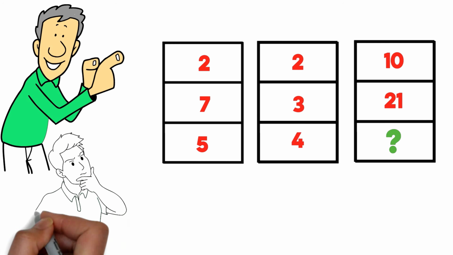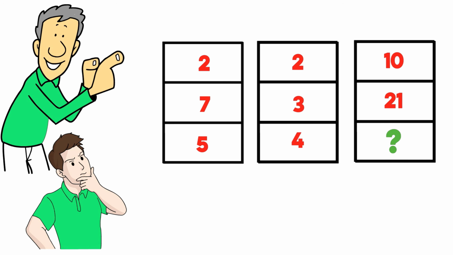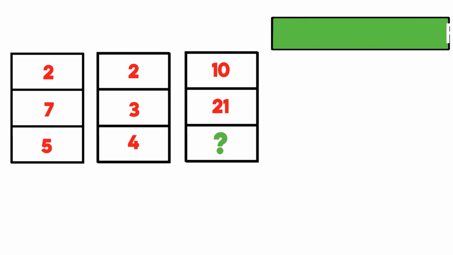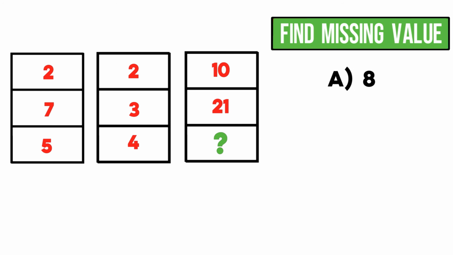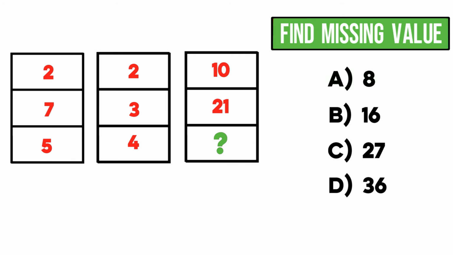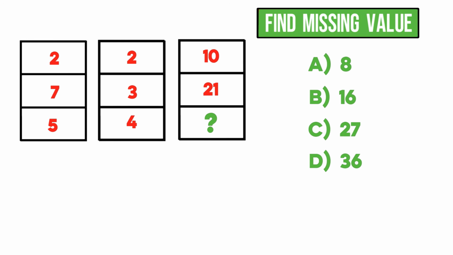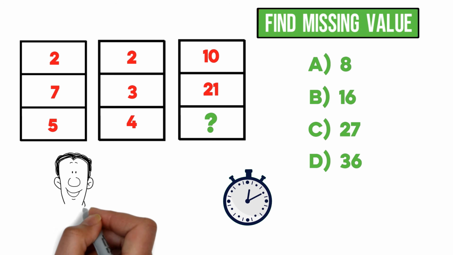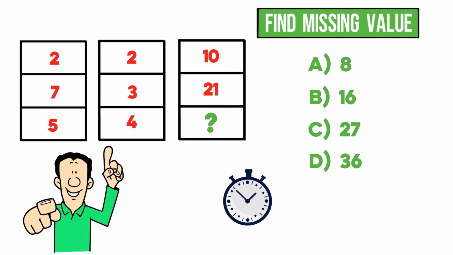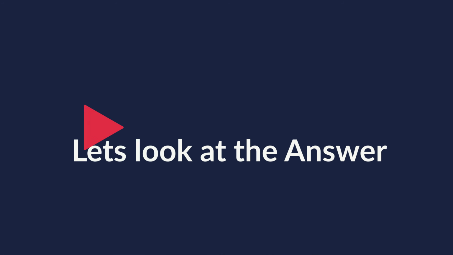You need to find the missing value, which is highlighted by question mark. You have 4 choices to choose from. Choice A, 8. Choice B, 16. Choice C, 27. And choice D, 36. Do you think you can recognize missing value? Give yourself 5 to 10 seconds to see if you can come up with the answer. Did you figure out the solution?